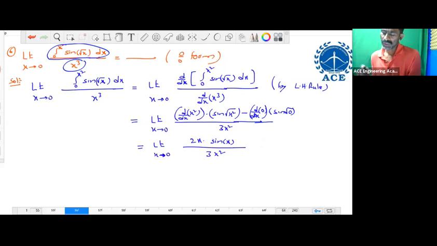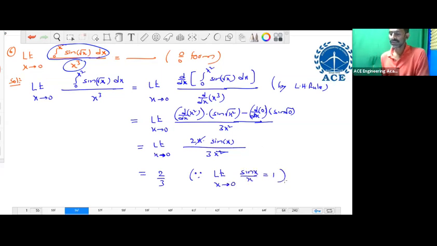Or we can use one of the standard limits. After cancelling the x with this power, we get sine x by x. As x tends to 0, sine x by x is 1. Because of this 1, we directly write the value, that is 2 by 3, since the limit as x tends to 0 of sine x by x equals 1. After cancelling this power with this x, we get the function as sine x by x. As x tends to 0, sine x by x is 1. It is a value.